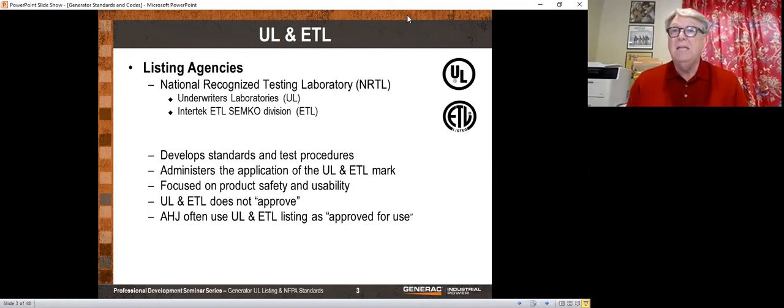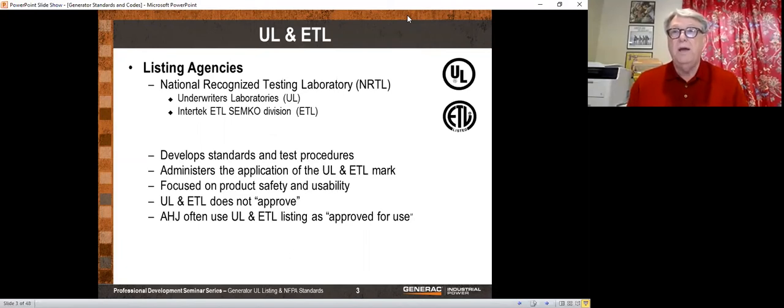It could have an ETL sticker on it. That's fine because the code says it has to be a nationally recognized testing laboratory, and ETL is one of those. So if ETL tests your generator, they test it to UL standards, and it's just a different agency that tests it, but it's tested to the same standards.